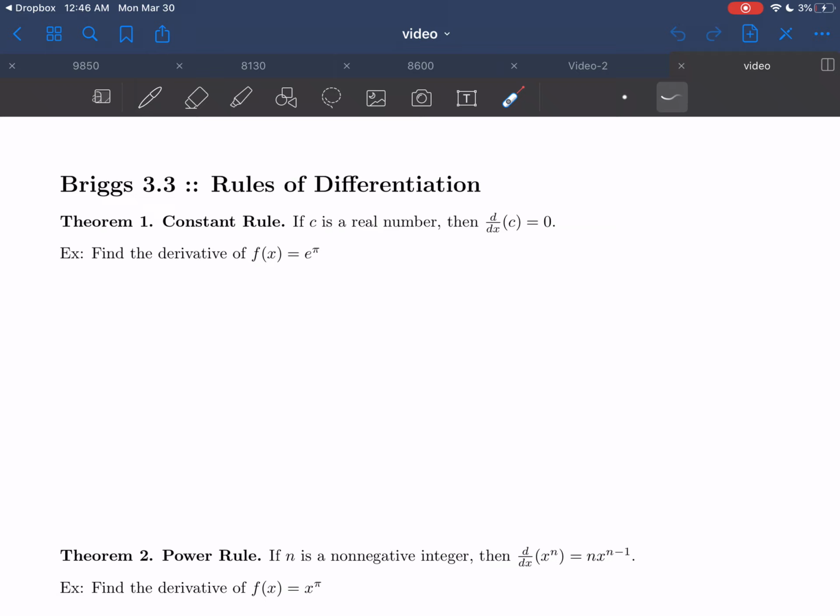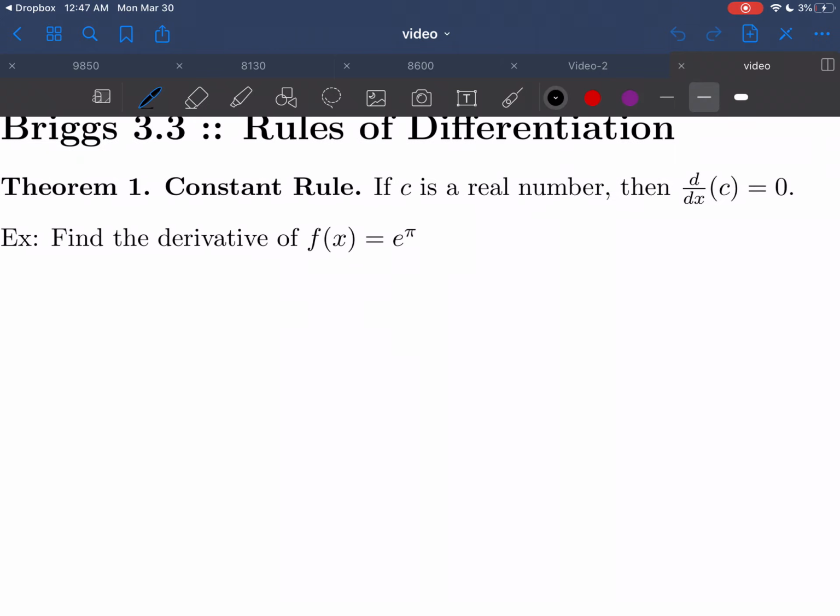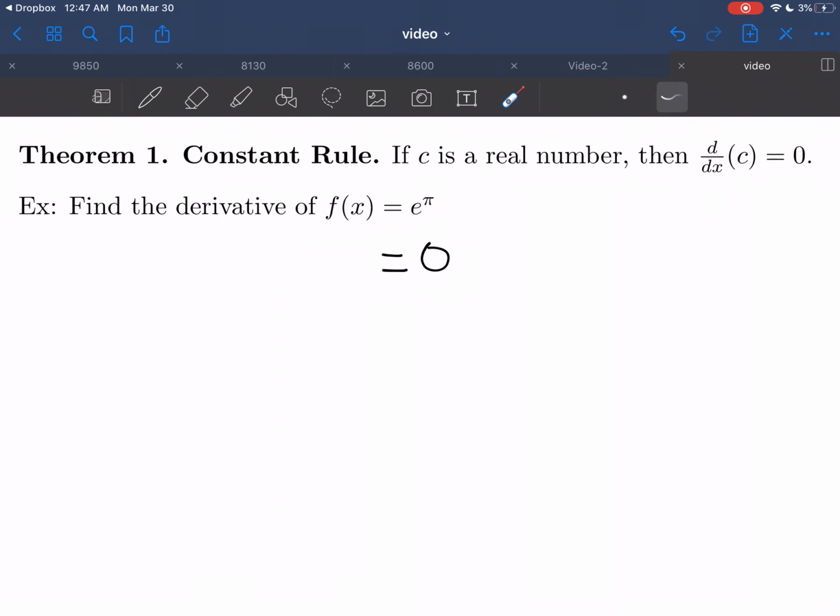If it was e to the x, or e to the pi plus x, if there was a variable thrown in there somewhere, like x times e to the pi, then that would be a different rule. But since it is just a number, this is just going to equal 0. So that was the constant rule, and that's with anything. So f prime of x is equal to 0.